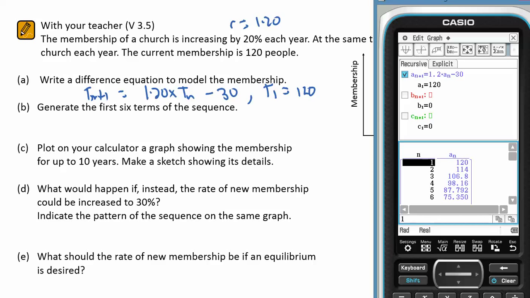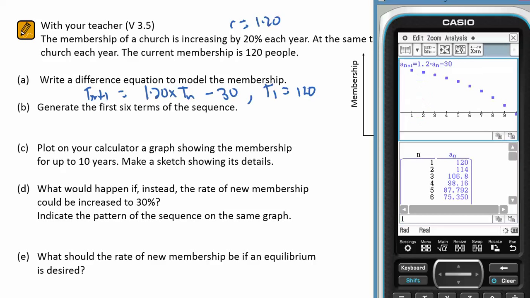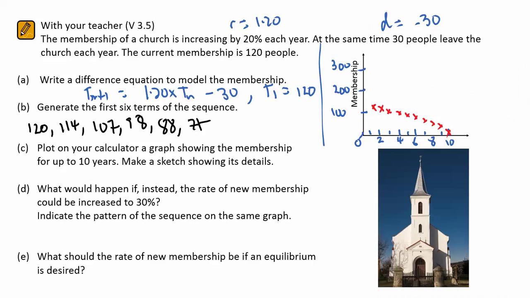Now your calculator also has a graphing facility. I've set my graph up, so I'm just plotting. We don't want these points connected. So hit the graph there, we don't want that connection. So gplot, and you can see over the years how the numbers are decreasing, not an exponential decay though. Whilst it's a little bit hard to show on this scale graph, I've rounded my terms to whole numbers and I've sketched my graph like so. Now that's if we're increasing by 20% at the same time losing 30 people.